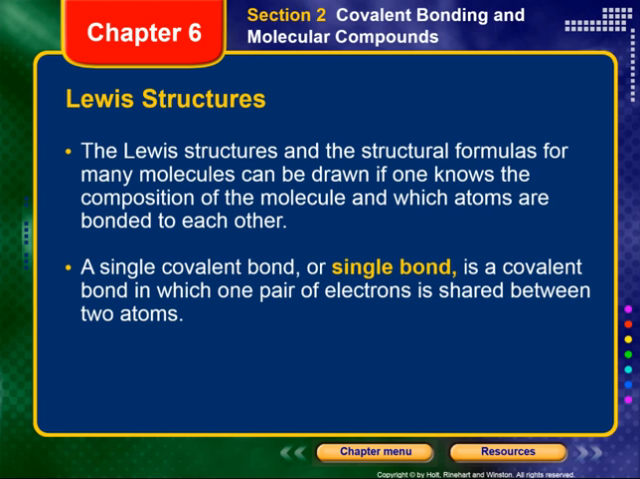Lewis structures and structural formulas for many molecules can be drawn if one knows the composition of the molecule and which atoms are bonded to each other. A single covalent bond, also known as a single bond, is a covalent bond in which one pair of electrons is shared between 2 atoms. Again, that's one pair of electrons. That's 2 total electrons, 1 pair. When you have 1 pair, it's a single bond.